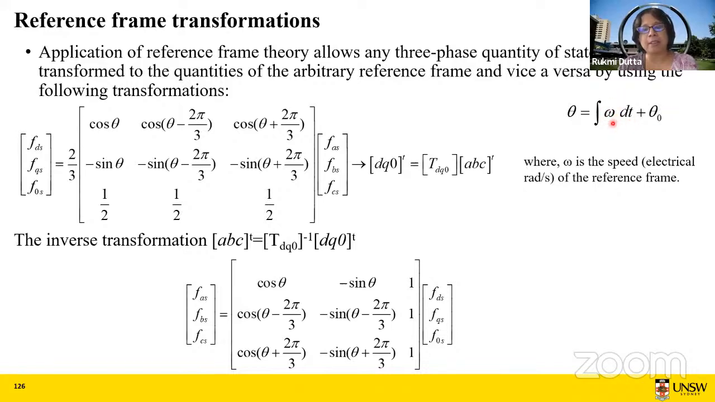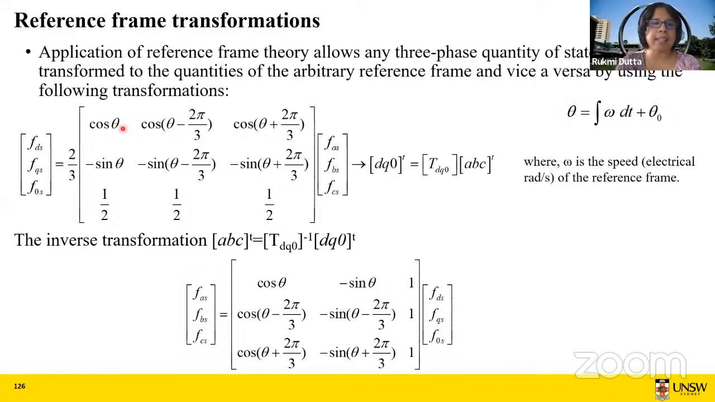So based on what value of omega we have, the theta value will change, and we will get a different type of transformation or different type of reference frame, as you have seen in the previous table. If we have zero omega, that means stationary, it's not rotating, so theta becomes zero, provided the initial angle is also zero.